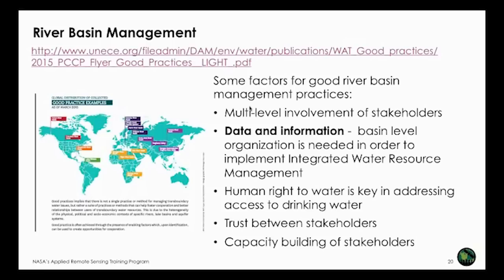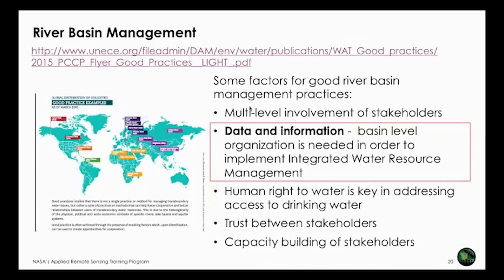And human right to water is key in addressing access to drinking water. So that has to be the central theme, that human lives are not suffering because of lack of river basin management. Then trust between stakeholders from different sectors is also required for good management. And last but not the least is capacity building for all stakeholders. And that involves making them informed about all the issues in the river basin and also what kind of data and information are available. So stakeholders have to be familiar with river basin issues.